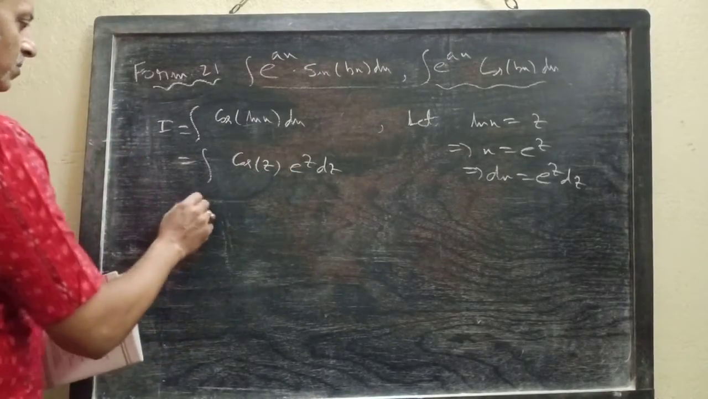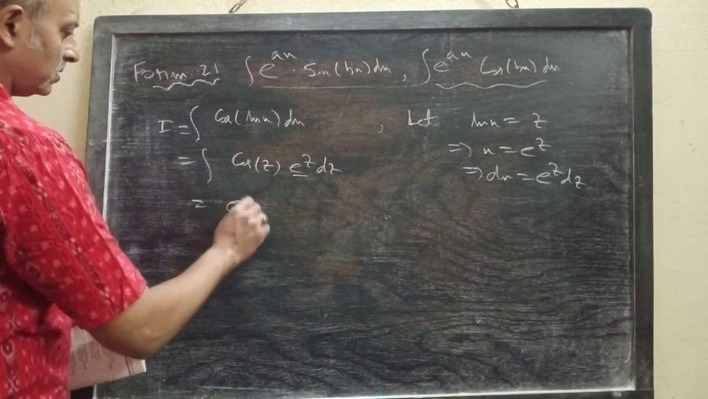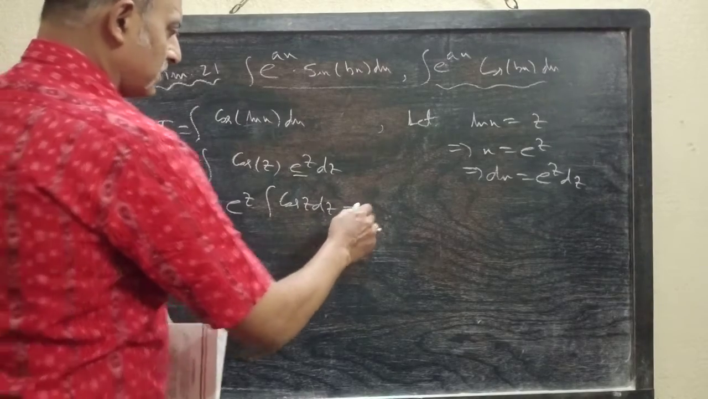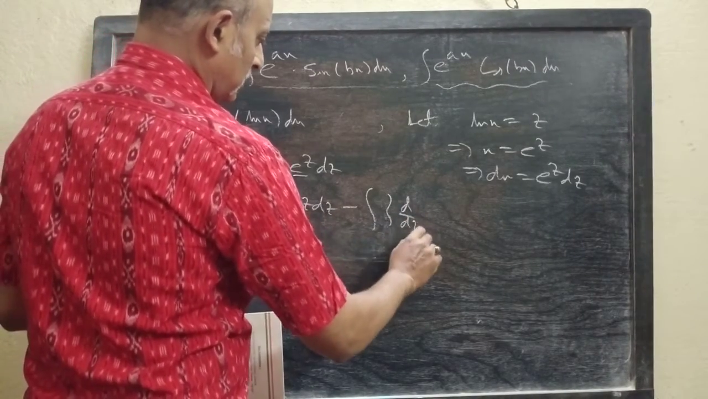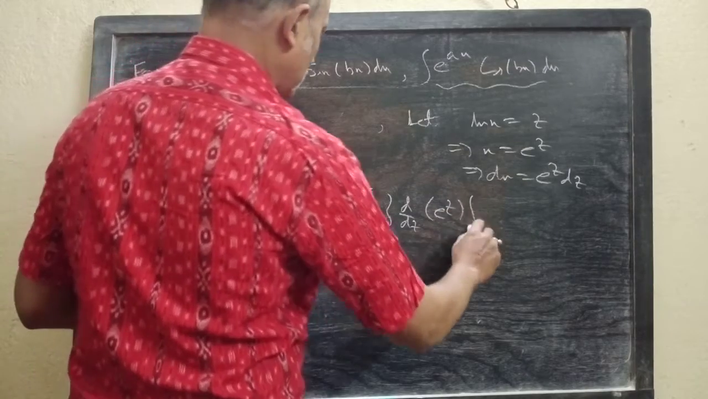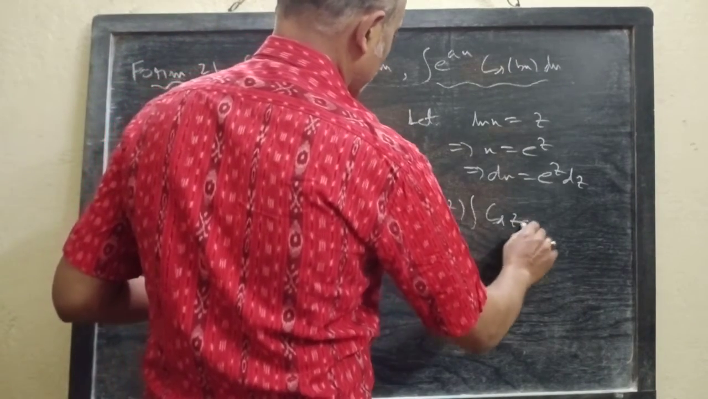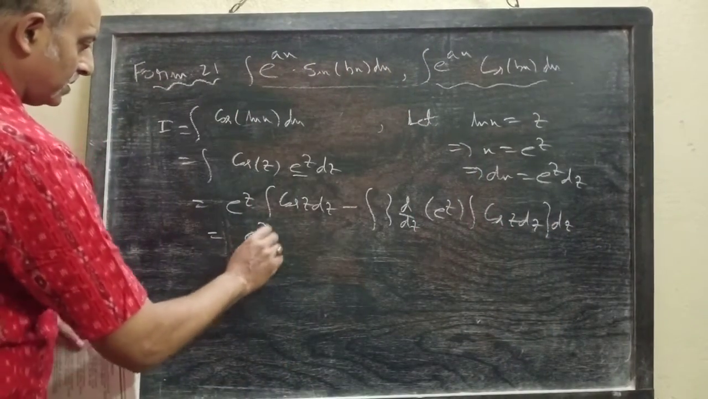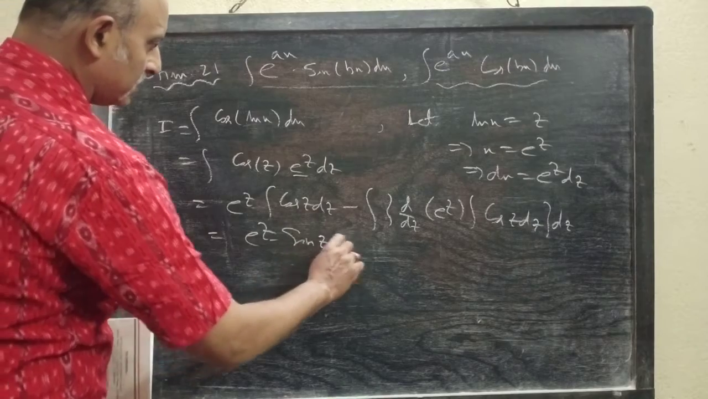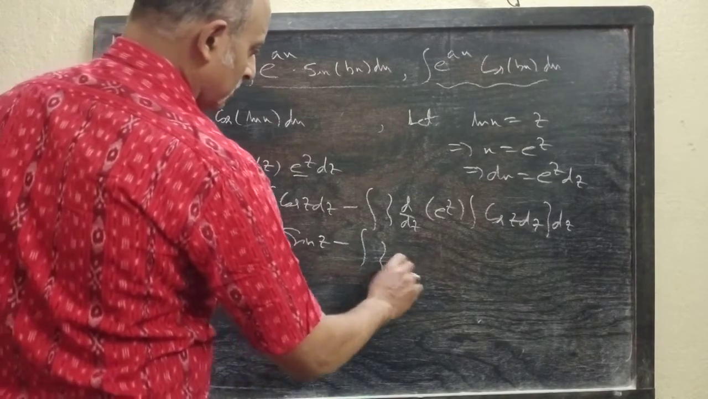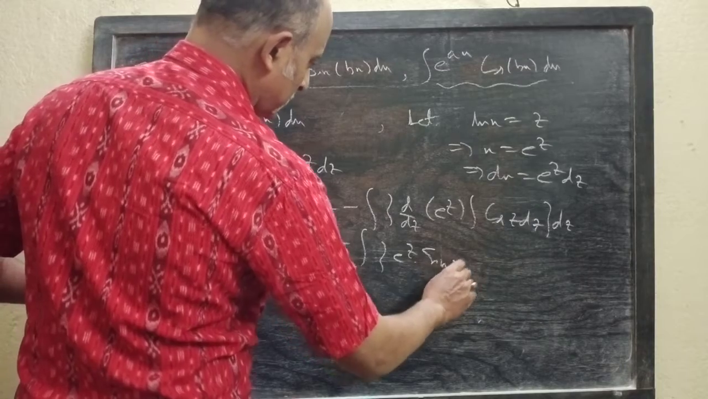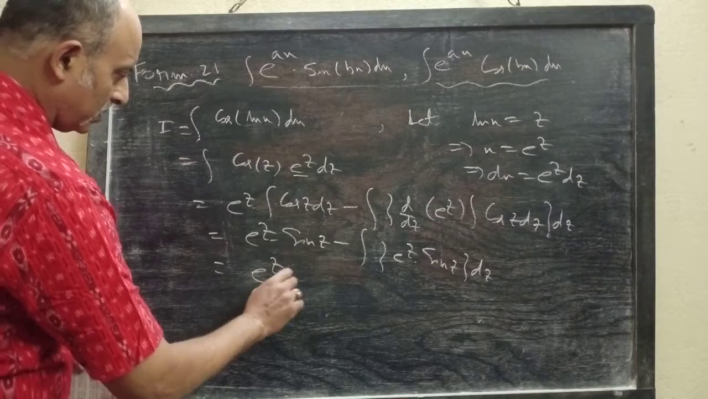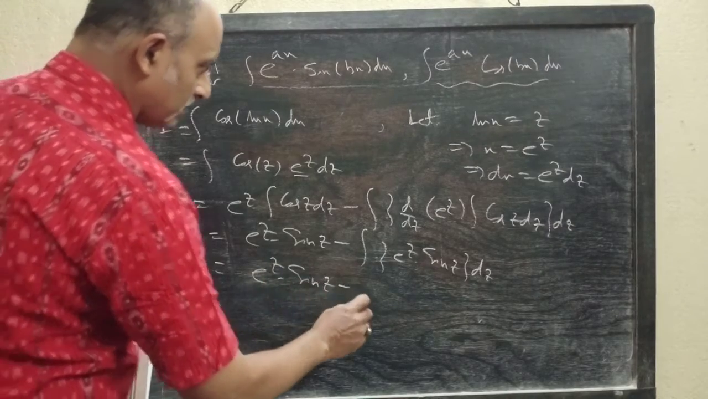Now, like before, e to the power z is first function. So e to the power z integration cos z dz minus integration derivative of first function, integral of second function, and then whole integral. This is e to the power z into sin z minus integration e to the power z sin z dz. You get e to the power z sin z minus.